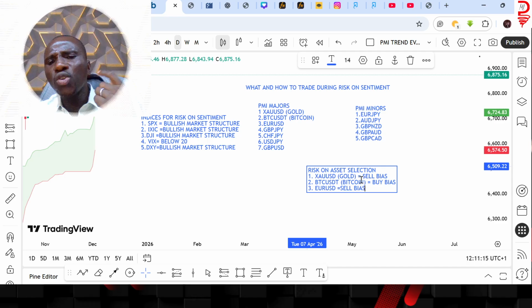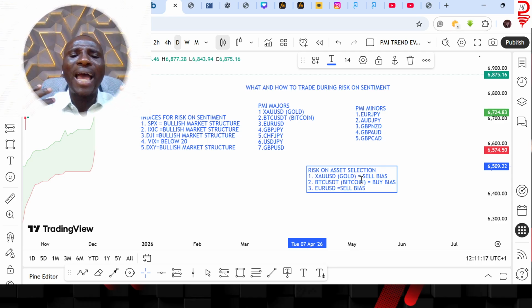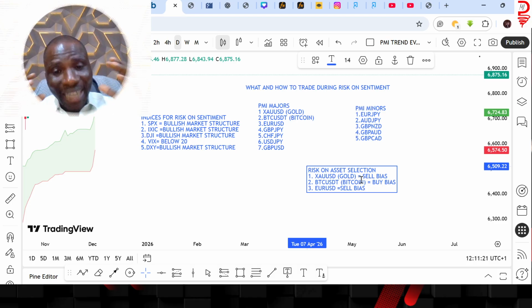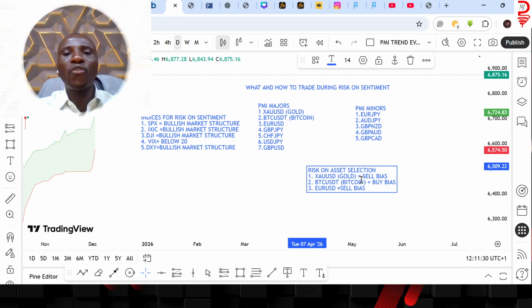So for Euro USD, the bias is a sell. So at no point for now, if the risk on continues, remember that the market can be on a risk on for this week, or for 2 weeks, or for 3 weeks, and after a while the sentiment will change. So it means that on average, per week or per 3 days, you should overview what is the market sentiment. You see now.